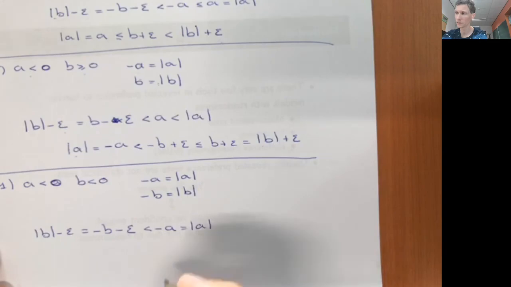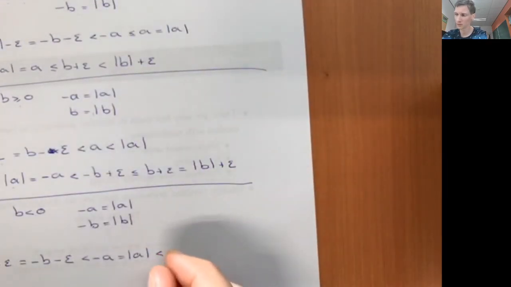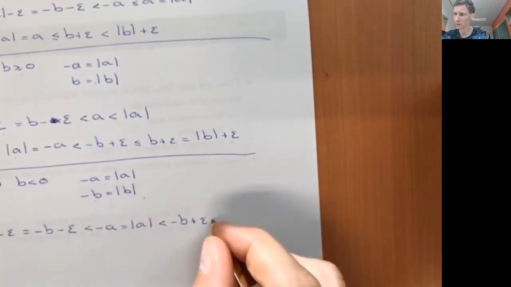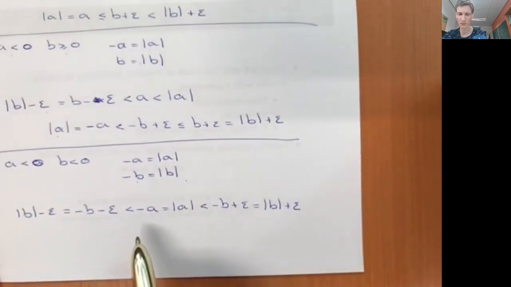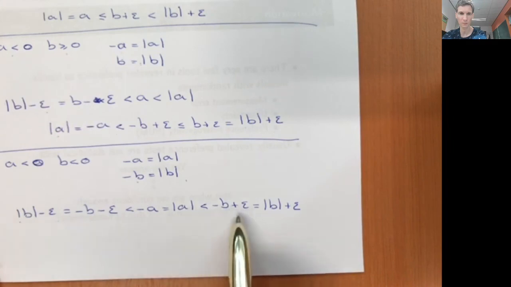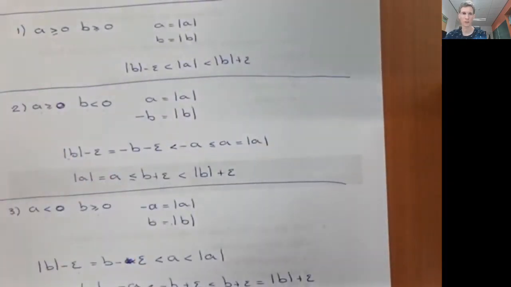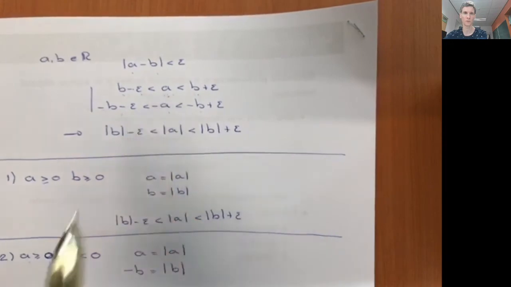All right. And you know that minus a is smaller than minus b plus epsilon. Minus b plus epsilon, and we know that minus b is equal to the absolute value of b, so this is b plus epsilon. Okay, so we have that b minus epsilon is smaller than the absolute value of a, is smaller than the absolute value of b plus epsilon. So this is case number 4. For every case we have shown that this is true, so this result holds.